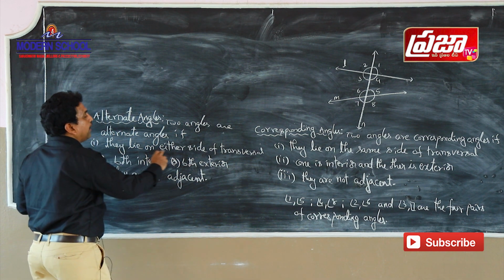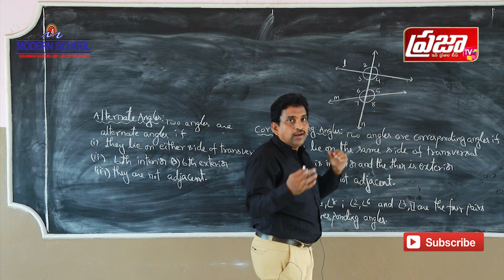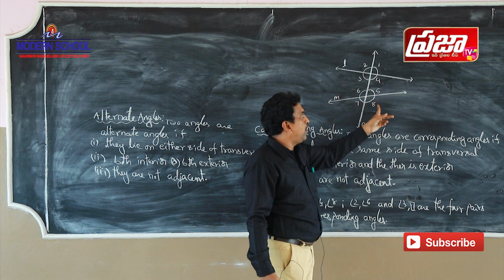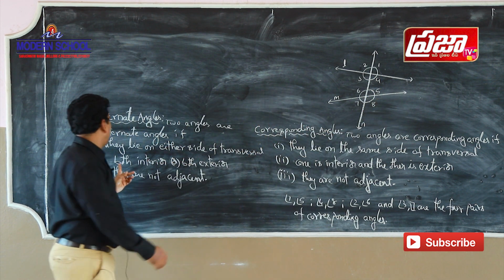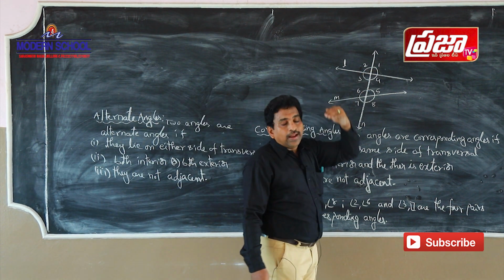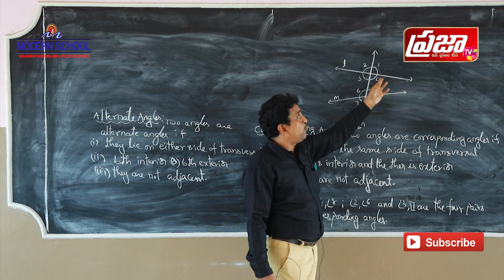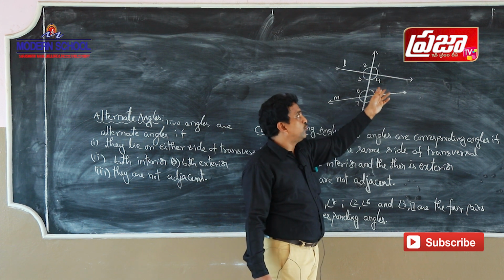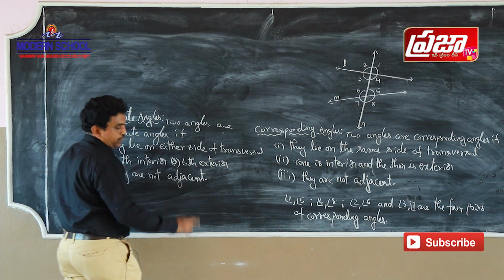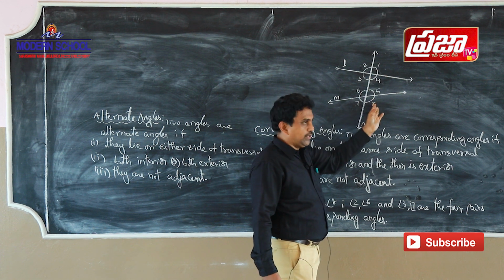First point, they lie on either side of transversal. Since angle 2 lies this side of transversal, its alternate angle lies that side, either 1 or 4 or 5 or 8. Observe the second point, both interior or both exterior. Since angle 2 is exterior, its alternate angle is also exterior. So I have to consider 1 and 8, because 4 and 5 are interior. You should not consider these two. And third point, they are not adjacent. Angle 1 is adjacent to angle 2. That's why I have to take angle 8.